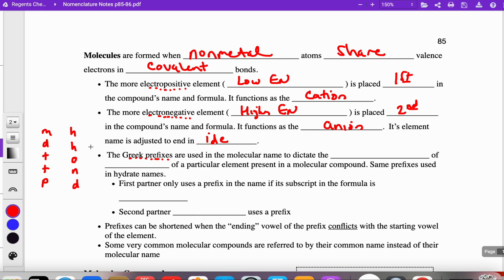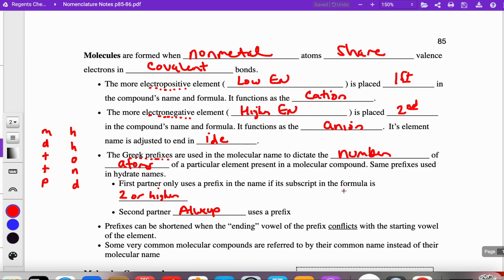These Greek prefixes are used in the molecular name to indicate the number of atoms of a particular element present in the molecular compound. The first partner only uses a prefix in the name if its subscript in the formula is 2 or higher. The second partner always uses a prefix. And I'm going to say that you are already familiar with this.